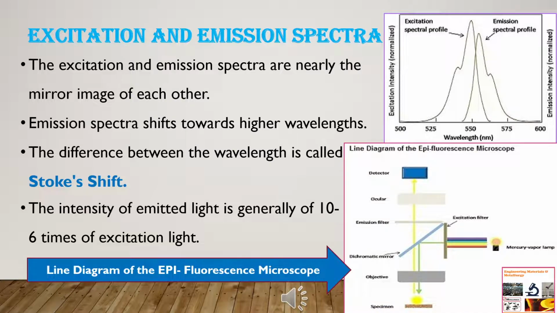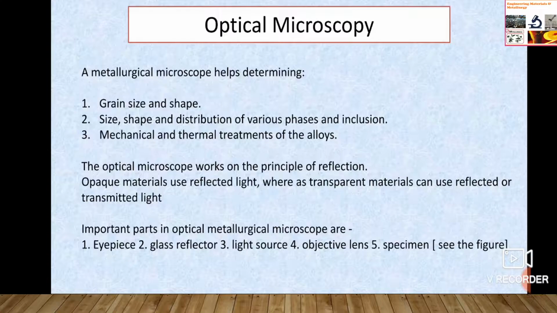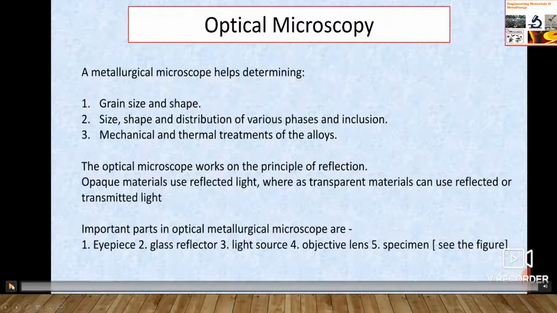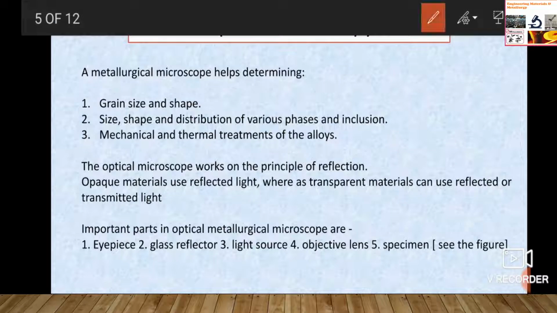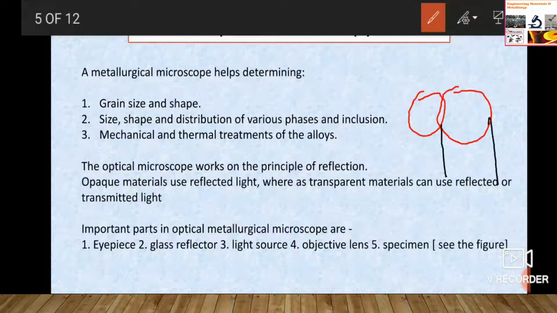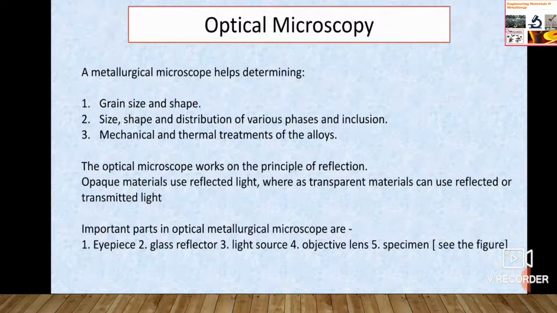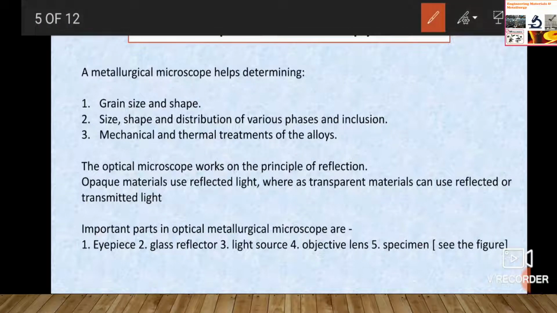Line diagram of the epifluorescence microscope. So, optical microscopy. It is a metallurgical microscope which helps in determining the grain size and shape. So, suppose this is one grain, this is another grain. From this optical microscopy we can easily understand the size of this grain, also the size, shape, distribution of various phases and the inclusions, the mechanical and thermal treatment of the alloy.